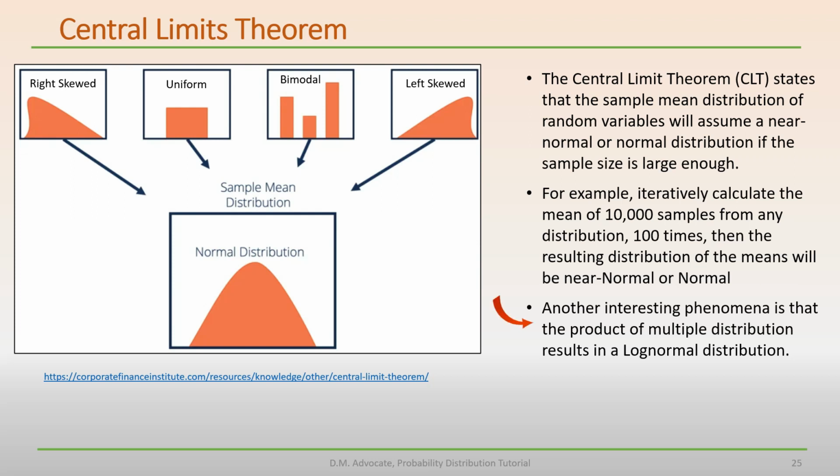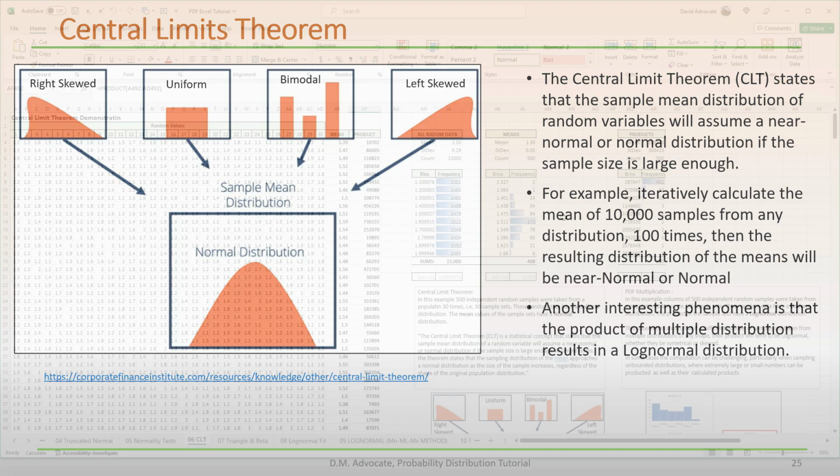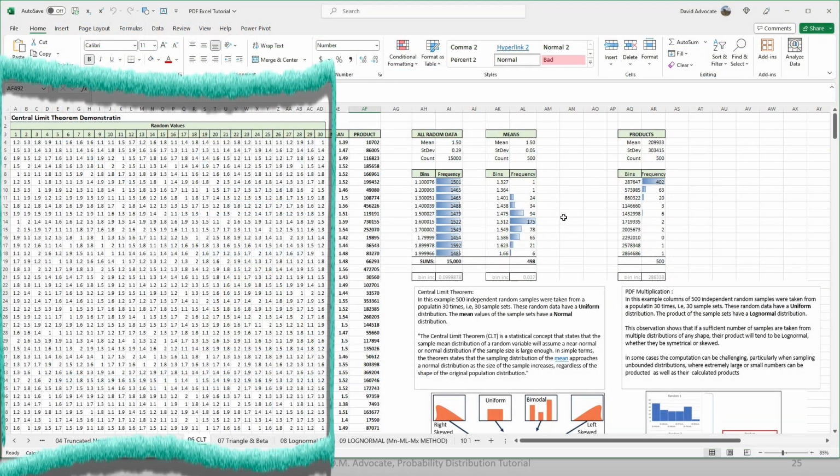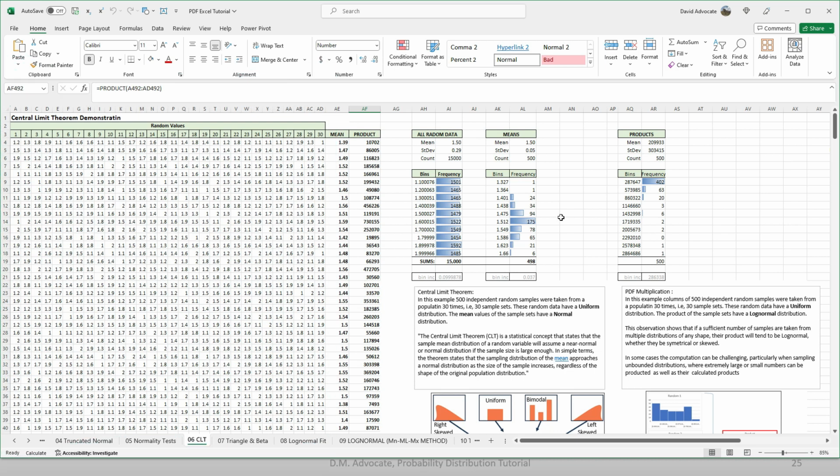Another interesting phenomenon is that the product of multiple distributions results in a log normal distribution, as we will see in the following Excel tutorial. For this demonstration, I've generated a matrix of 15,000 random numbers in 500 rows by 30 columns. Then I've taken the mean of each row, and according to the central limit theorem, if I make a distribution of these means, I should get a normal distribution.